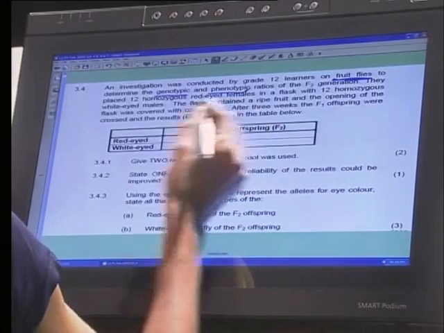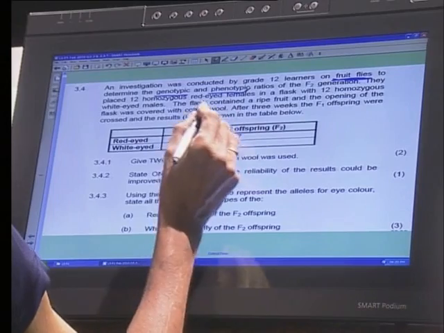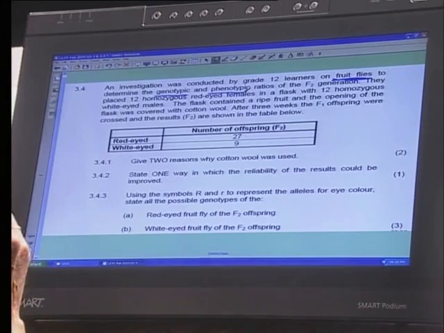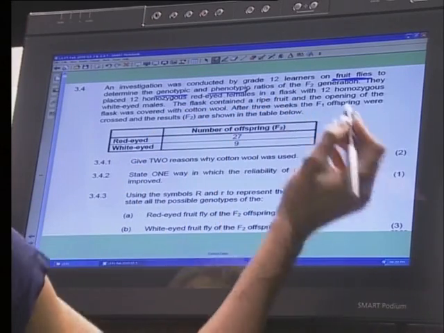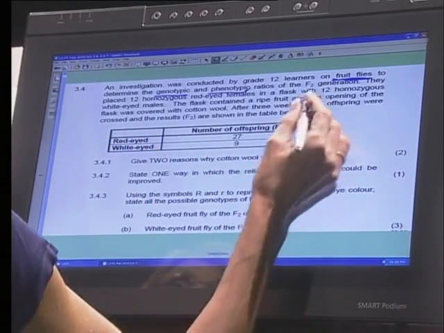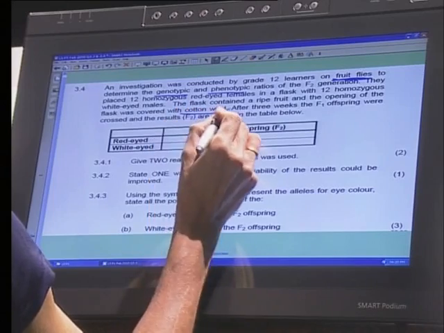They placed 12 homozygous red-eyed females in a flask and 12 homozygous white-eyed males in the flask. The flask contained ripe fruit, clearly, so we want to give them food so they don't all die. The opening of the flask was covered with cotton wool. Why is it covered with cotton wool? Come think. I don't know. Think. If I've got a glass here, and let's say I put the fruit flies in here, how do I stop them from flying out?